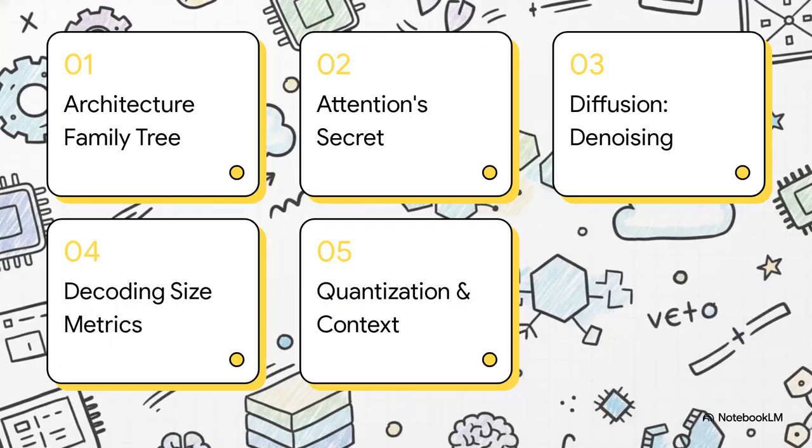So here's our roadmap for this Explainer. 1, we'll map out the architecture family tree. 2, we'll look at attention, the Transformer's secret weapon. 3, we dive into diffusion, denoising into art. 4, we'll decode those crazy model size metrics. And 5, we'll wrap up with quantization and context windows.